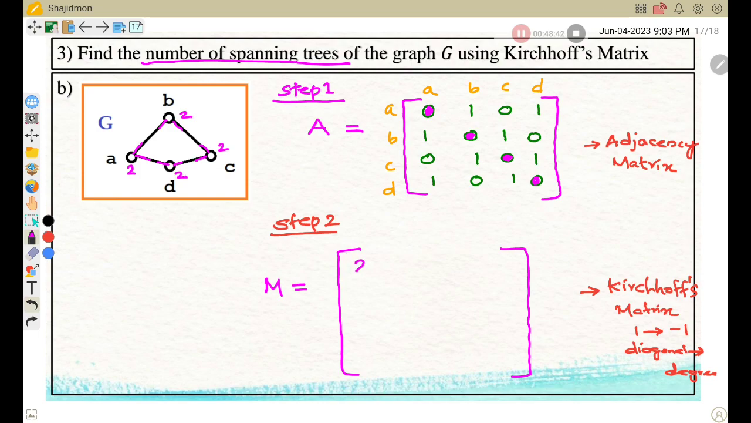So we can write 2 first. 1 we write as minus 1. 0 same. 1 we need to write minus 1. Minus 1. 0 same. Minus 1. Sorry, the diagonal number we didn't replace. Diagonal number B, vertex degree, that is 2. Now 0 same as 0. My 1 becomes minus 1. C degree, that is 2. And here 1 becomes minus 1. Now, last row: 1 becomes minus 1, 0 same, 1 becomes minus 1, and D degree is 2, correct? So this is Kirchhoff's matrix.